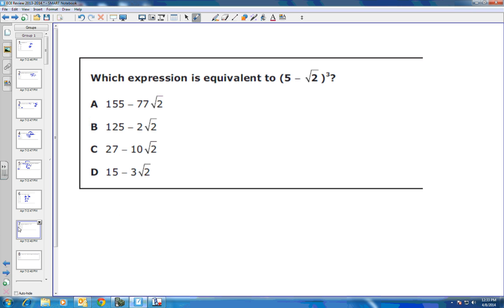Next. Which expression is equivalent to? And on this one, you have to be careful because here's what this means. It means 5 minus the square root of 2 times 5 minus the square root of 2 times 5 minus the square root of 2. That's what that means. Okay? Now, is this a calculator problem or no? Yeah. In my problem, I just have numbers. So let's put it in.